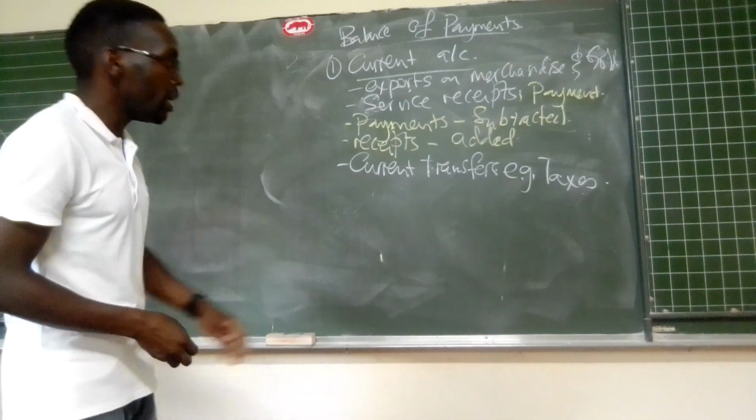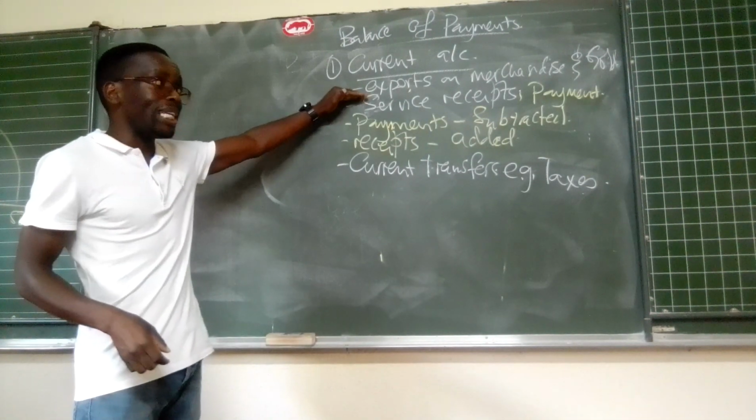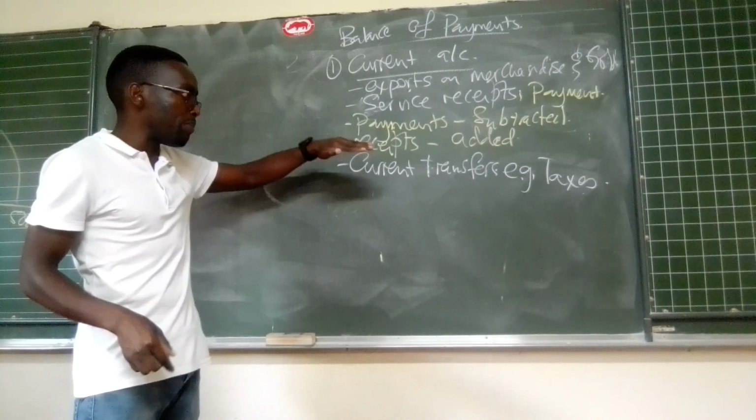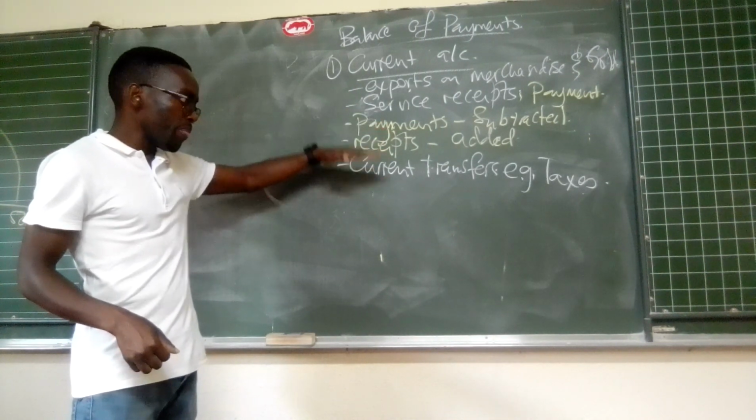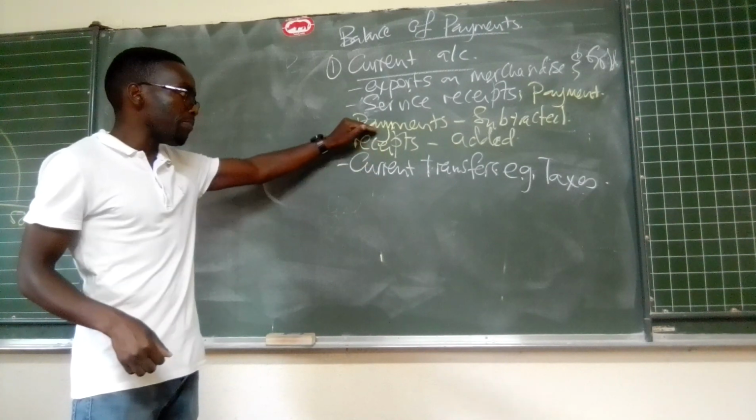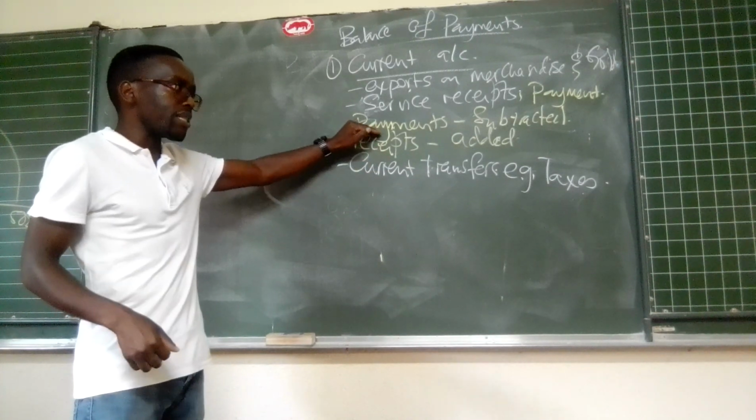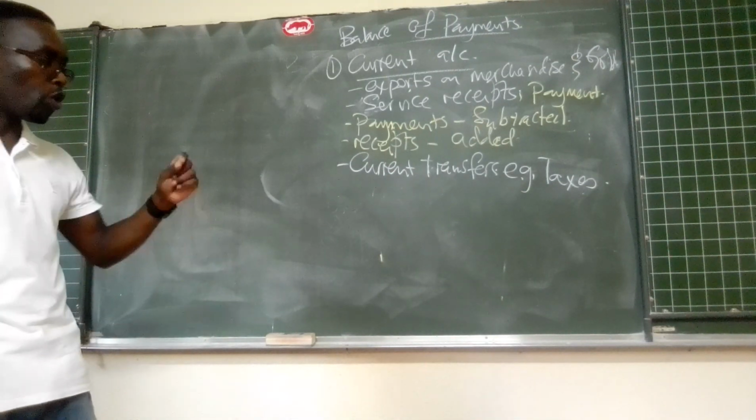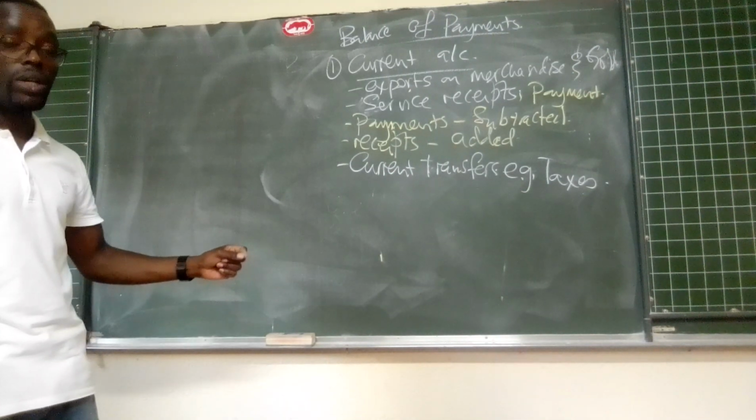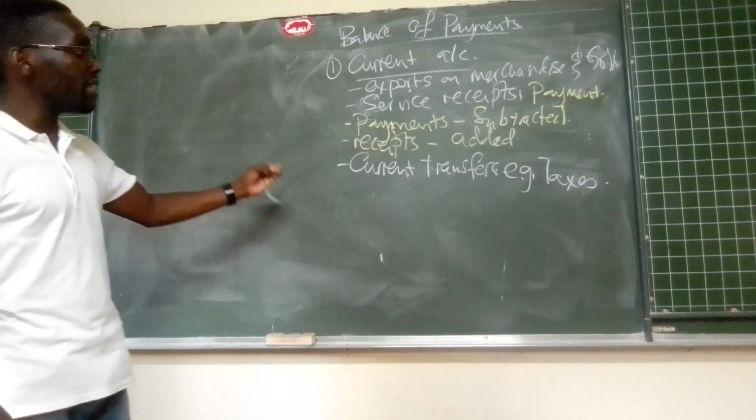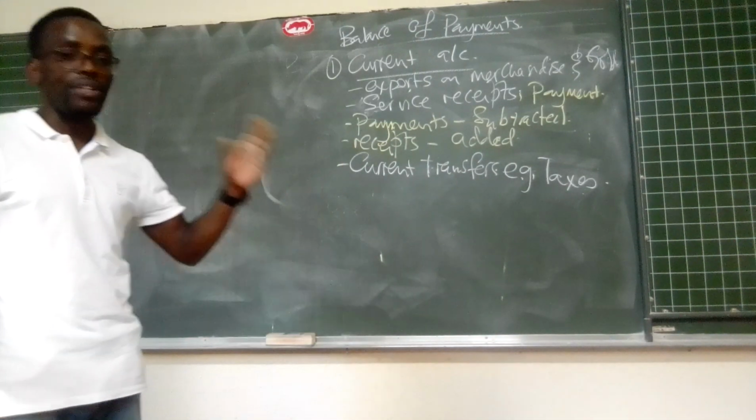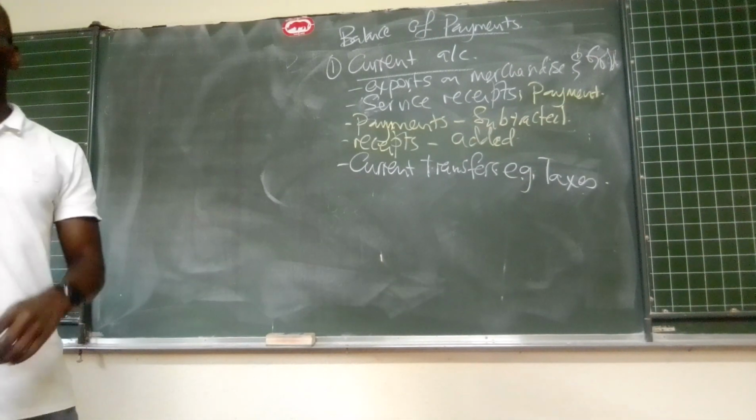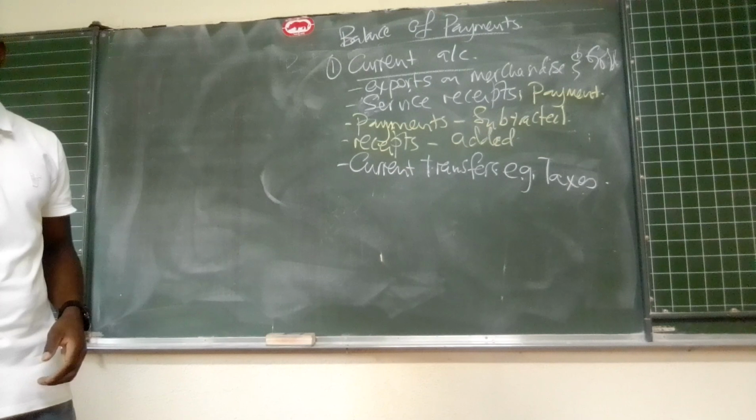So what are they? We said we look at exports on merchandise and gold, and then we also look at service receipts or payments. We also look at the current transfers. And remember what we said? We said payments are going to be subtracted, whether it's payments on merchandise or payments on services. And then receipts are also going to be added, whether it's receipts from the sale of merchandise or receipts from services.